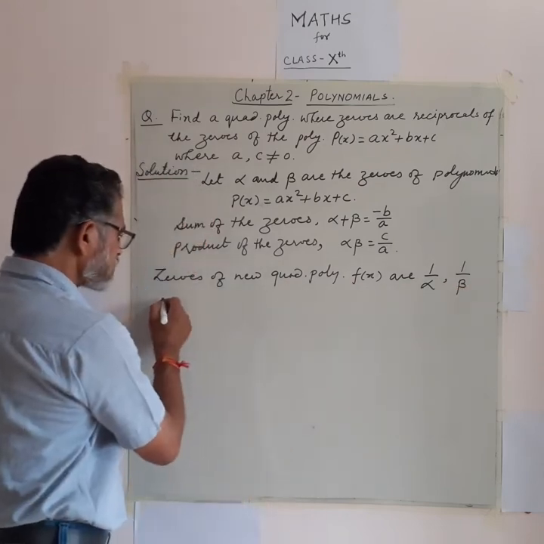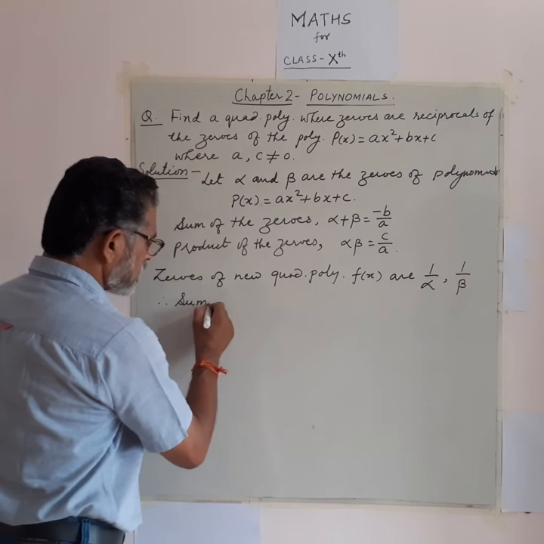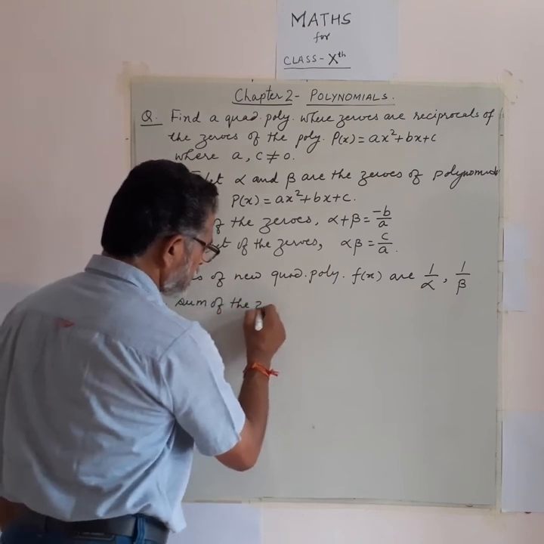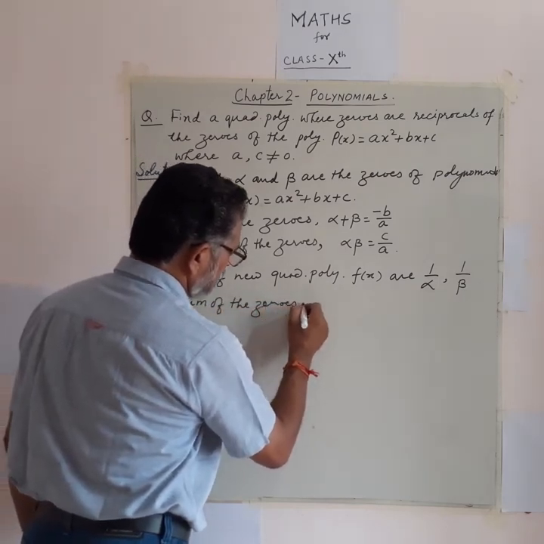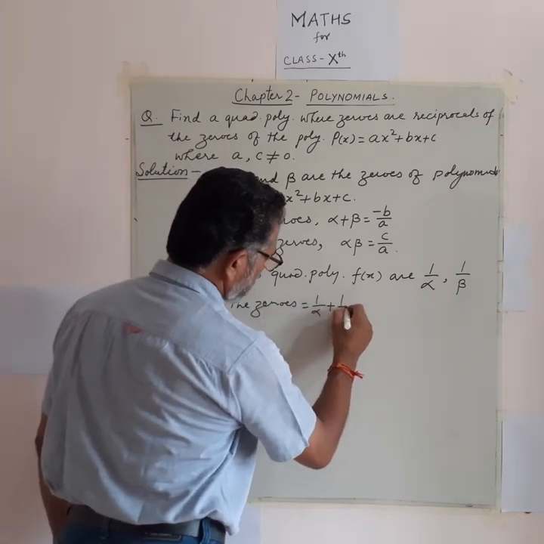Now the sum of zeros, so therefore the sum of the zeros will be 1 upon alpha plus 1 upon beta.